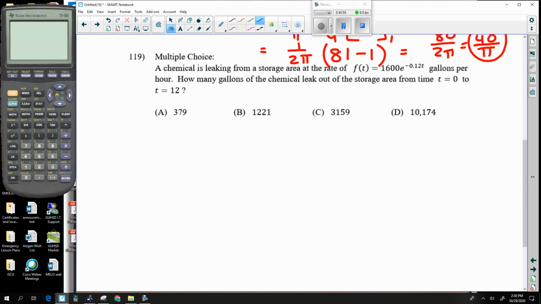Okay, again, a rate. So a net change in position is an integral of its rate. Okay, change in position is an integral of its rate. So they give you a rate, how many gallons, so what's the change in position from 0 to 12? So the net change in the amount of liquid is an integral from 0 to 12 of this.